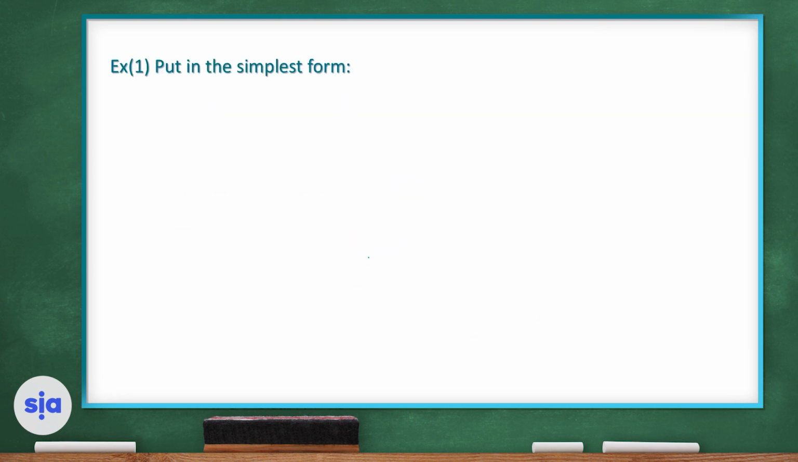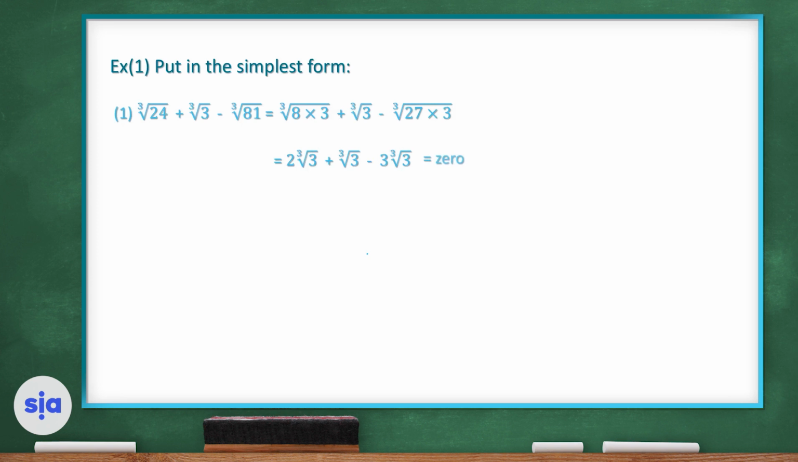Exercise number 1, write each of the following in the simplest form. Cubic root of 24 plus cubic root of 3 minus cubic root of 81. You need to simplify each of these roots. Cubic root of 24 will be simplified as 2 cubic root of 3. Cubic root of 3 remains as it is, and the cubic root of 81 will be simplified as 3 cubic root of 3. Combine the like terms together. 2 plus 1 minus 3 is 0. So it's 0 cubic root of 3, which is 0.